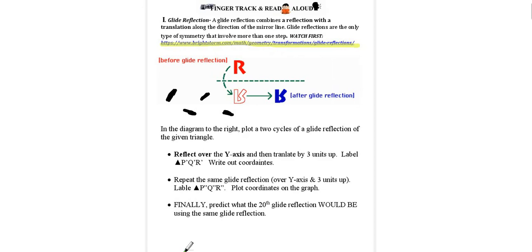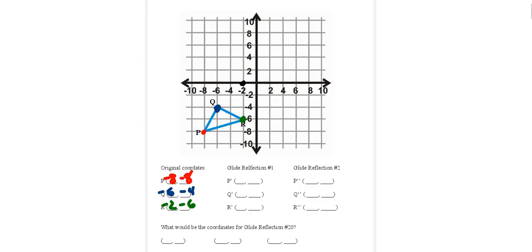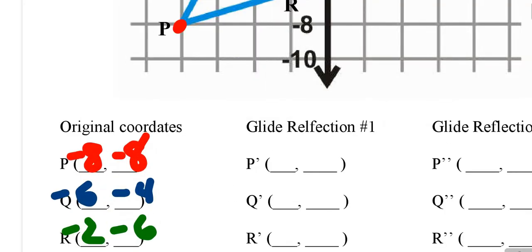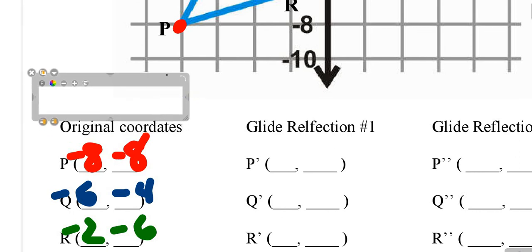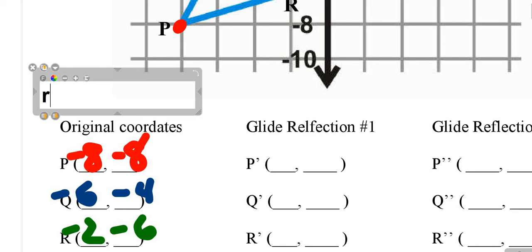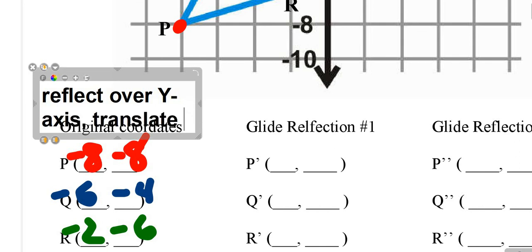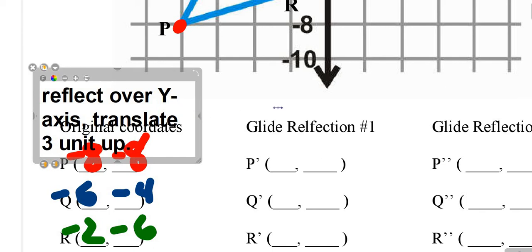It says we're going to plot two cycles of a glide reflection. So we're going to take our first one, we're going to reflect over the y-axis and then translate 3 units up. We're reflecting over the y-axis, so we're flipping over the y-axis, and then we're translating 3 units up. And then we get what's called P prime, Q prime, R prime. And remember, the instructions were reflect over the y-axis and translate 3 units up.